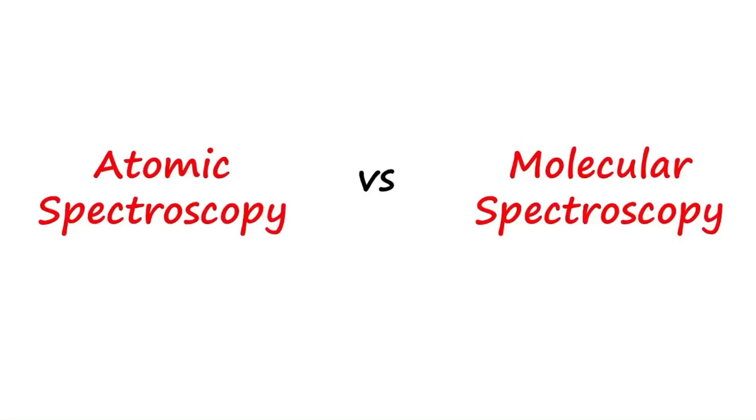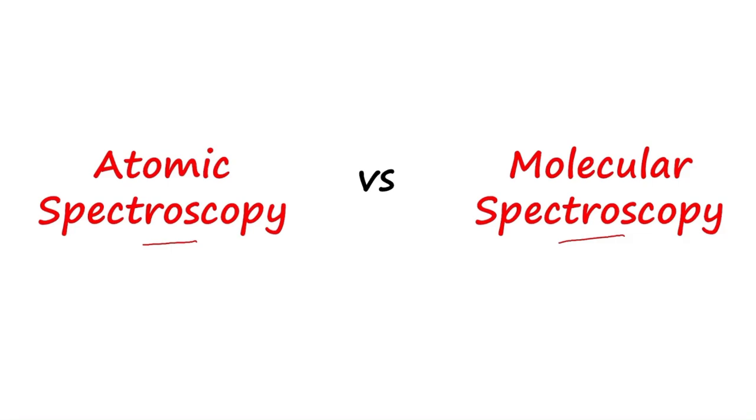In this video, we're going to explore an important distinction in analytical chemistry, the difference between atomic spectroscopy and molecular spectroscopy. Even though both techniques use light to study matter, the kinds of information they provide and the principle behind them are very different. Understanding this difference is essential for choosing the right technique for a chemical analysis.